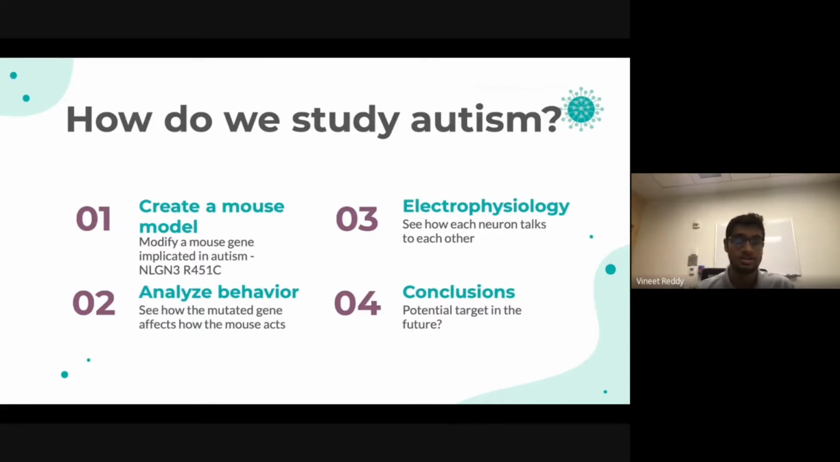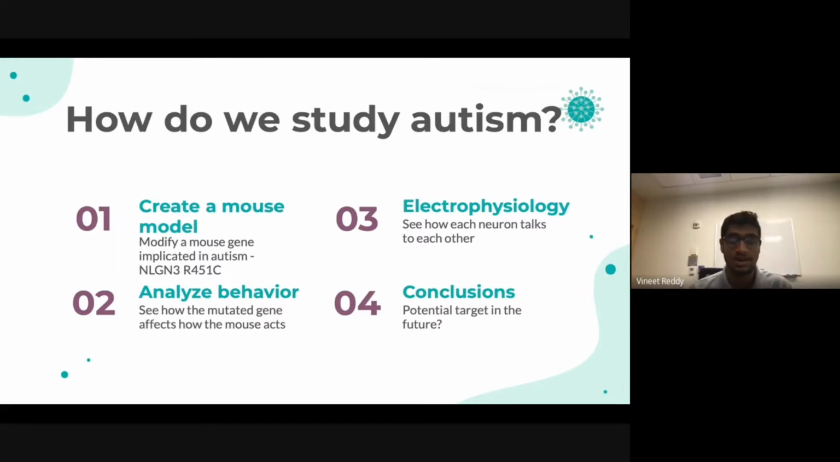And to do this, we look at genes in humans that are different or mutated, in which specific amino acids within the DNA are changed within humans. And then we can look at how these genes are different in humans and take that and look at a mouse genome and change the same gene within a mouse to understand how autism can affect humans in the same way that autism can affect a mouse.